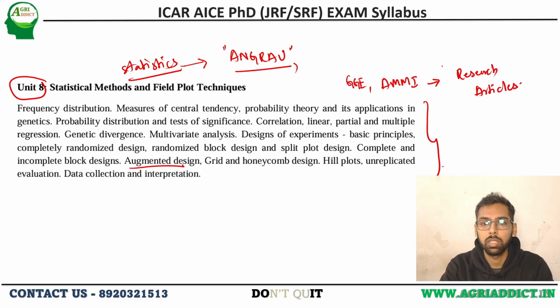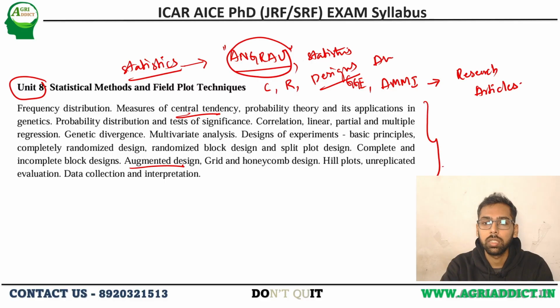the statistical methods. One thing is to follow the Angrew statistics manual, where there is complete information regarding central tendency, followed by correlation, regression, and the different types of designs used in agriculture, their analysis, etc. And for any other specialized data analysis and interpretation, such as GGE biplot and AMMI, you can refer to the online research articles for a crisp understanding.